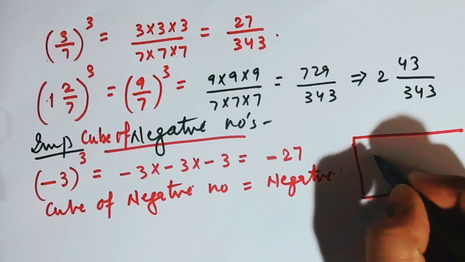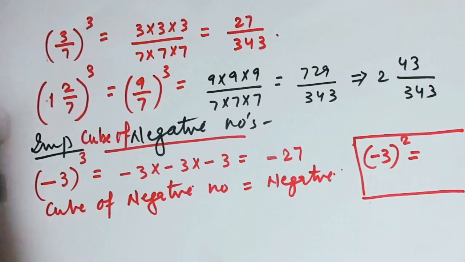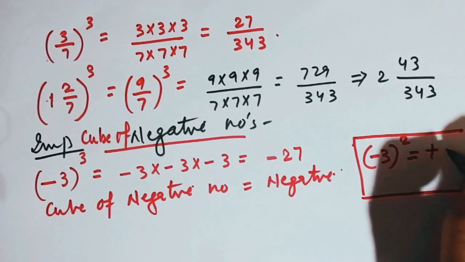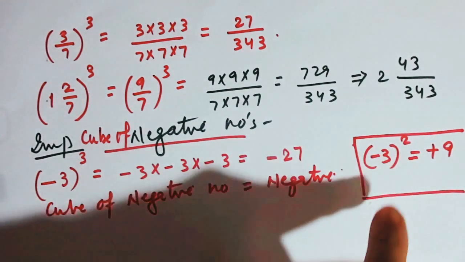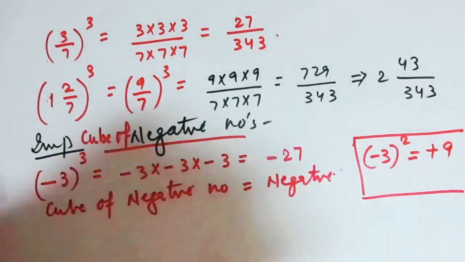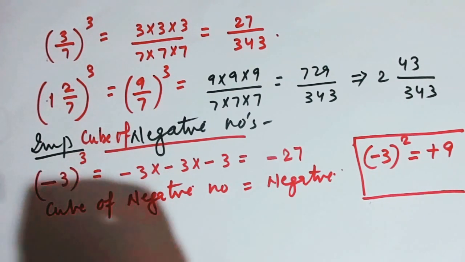Then if you have minus 3 squared, minus 3 squared will be minus 3 into minus 3, which will be equal to plus 9. So the square of a positive number will be positive, the square of a negative number will be positive, while the cube of a negative number will be negative. Okay, moving on to a few examples on this.